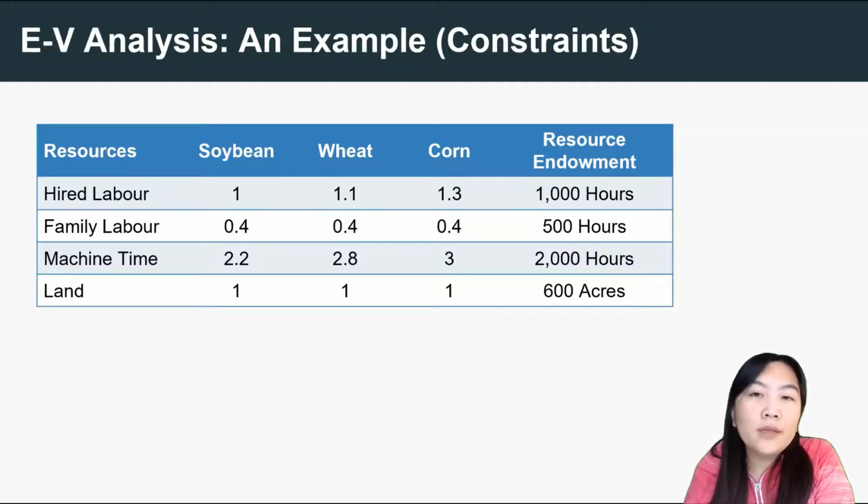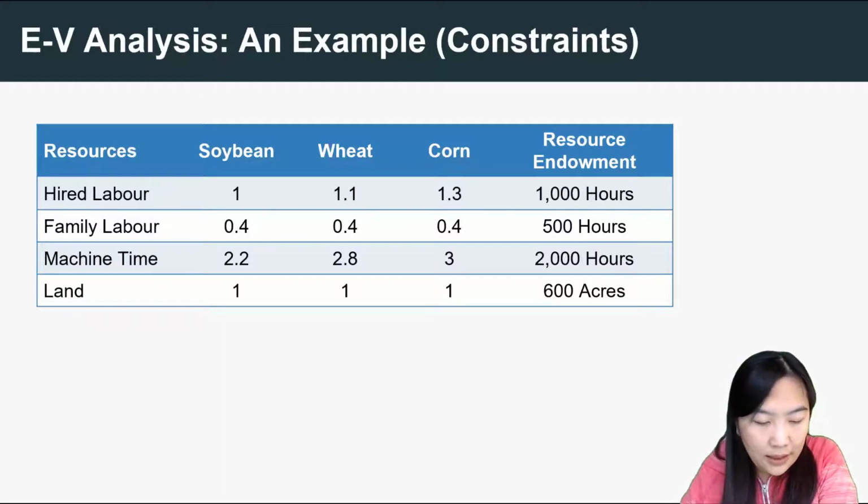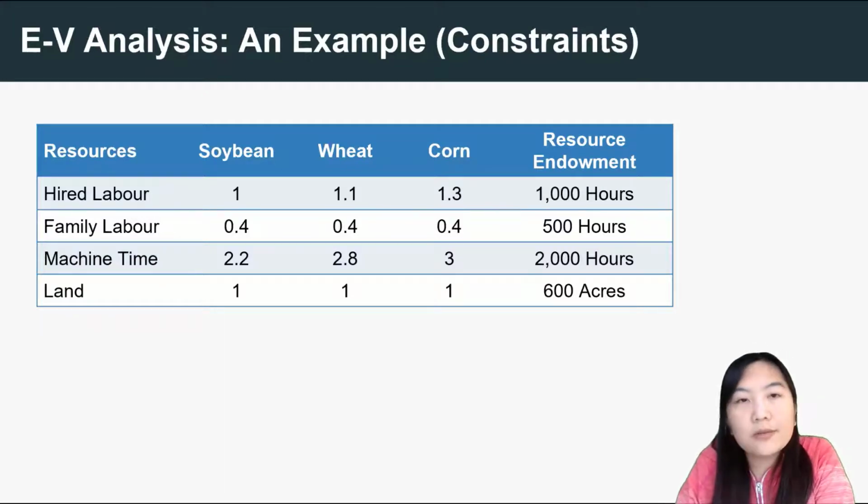And given that profit, the farmer also has some constraints. So this is again very similar to the constraints we have observed and learned in the linear programming problems. So there's a hired labor constraint, there's the family labor constraint, and there's machine time and land.